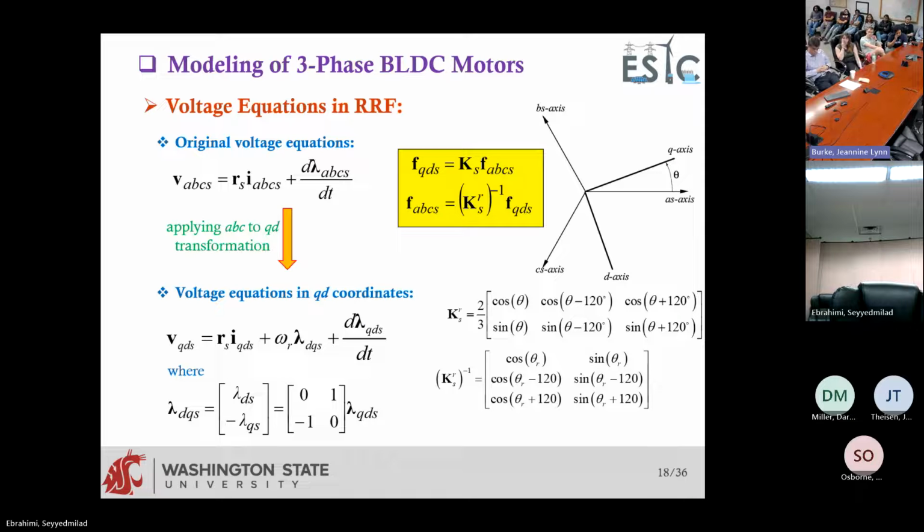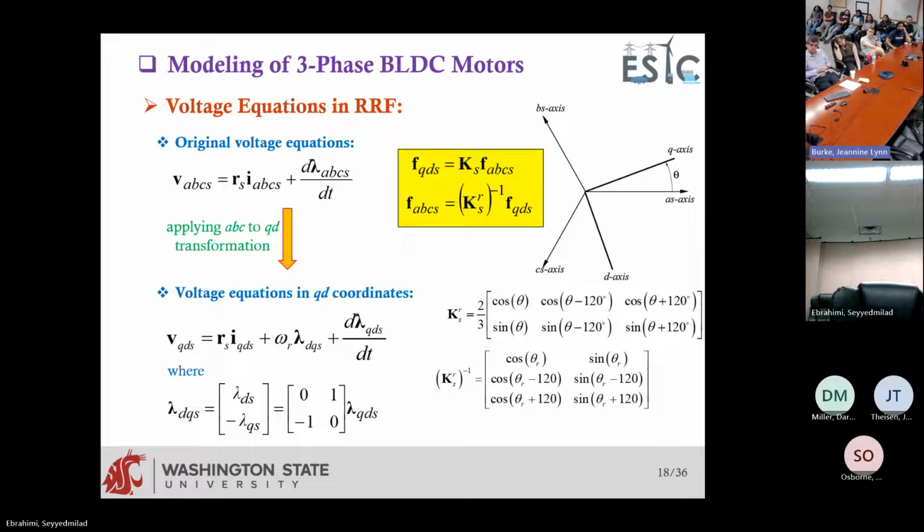If you want to move them back from QD after you're done with your calculations, you just multiply by the inverse of the transformation. So if you apply those transformations to the equations that we have here, you will get these equations in QD coordinates. So let me ask you, are these variables AC or DC?